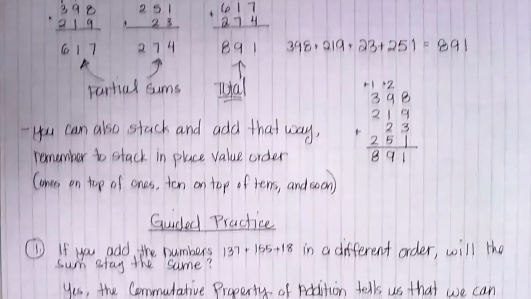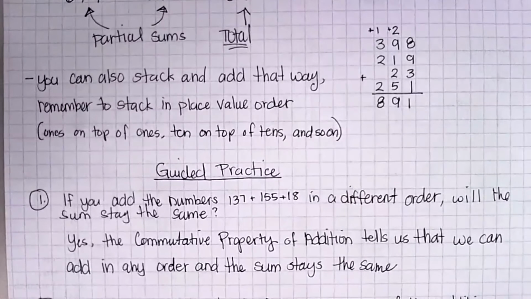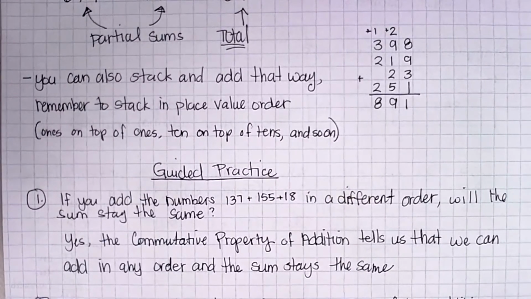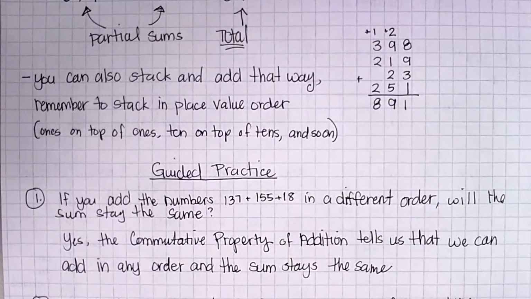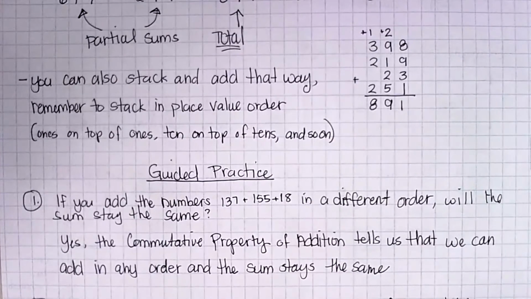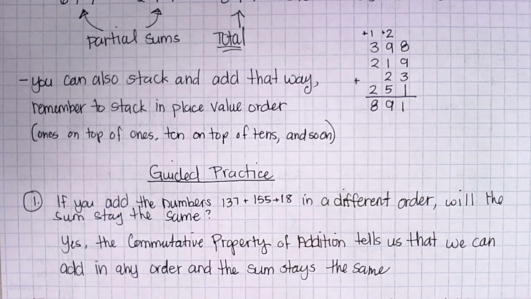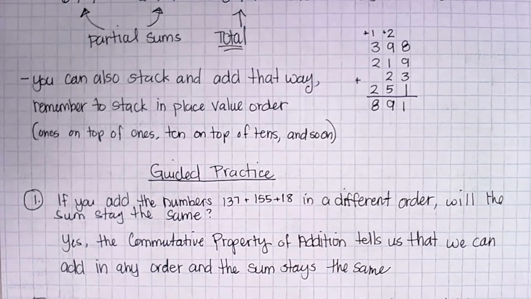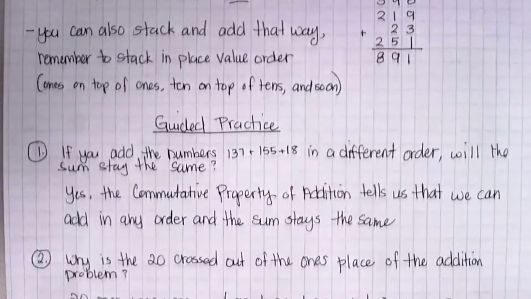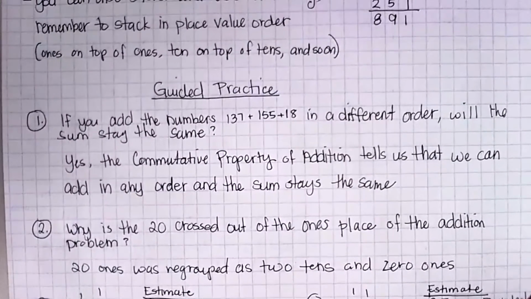Now let's go ahead and take a look at our guided practice. It says, if you add the numbers 137 plus 155 plus 18 in a different order, will the sum stay the same? Now we know right away that the answer is yes, because the commutative property of addition tells us that we can add in any order and our sum will always stay the same.